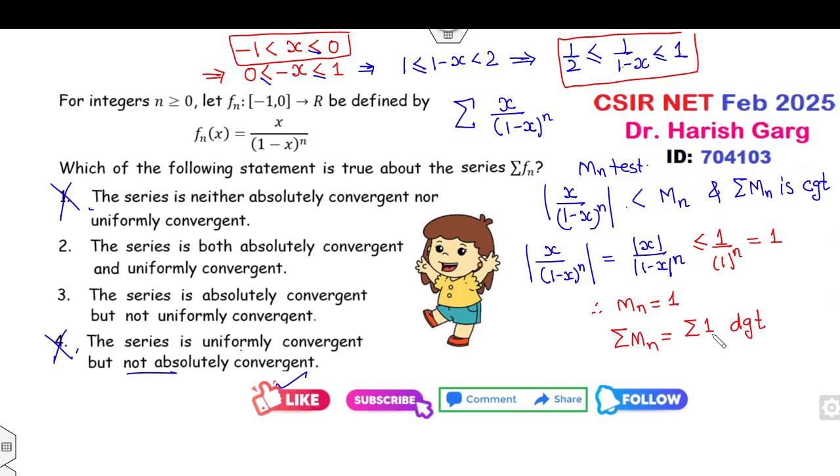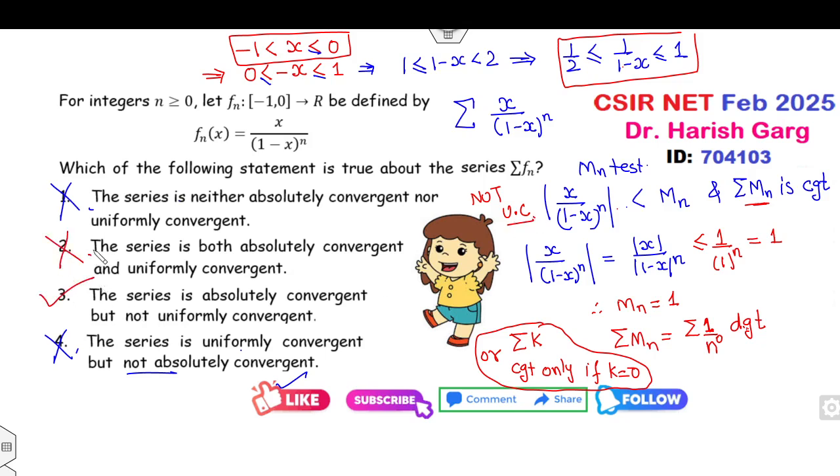How can you prove that it is divergent? Either by using the p-test, or the series of k is convergent only if k is equal to 0. Otherwise, it is divergent. Since k is 1, which is non-zero, this is divergent. And once this is divergent, this is not uniformly convergent. So that means the third option is correct, and the second option is the wrong option.